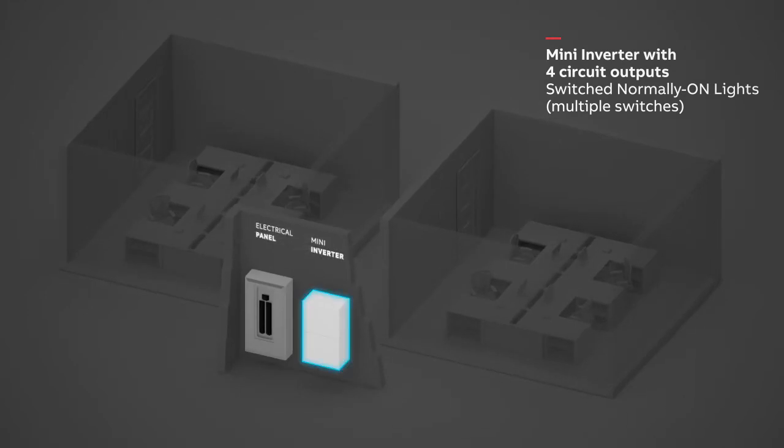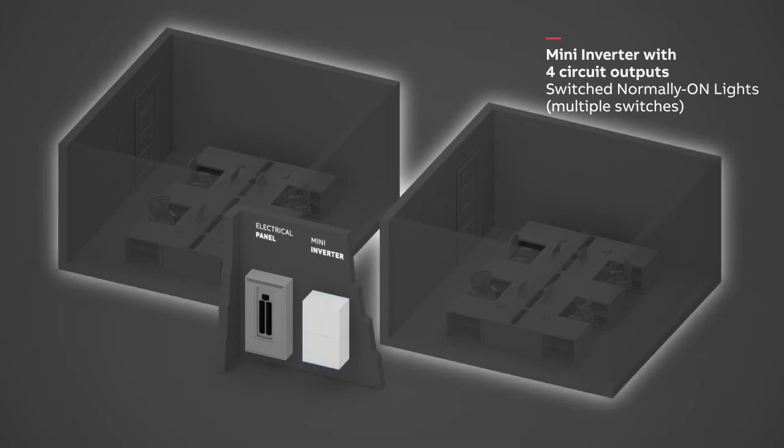Mini inverter with 4 circuit outputs provides 4 local switching device override circuits which, under emergency mode operating conditions, automatically disconnect the load from AC mains and connect to the output of the unit, assuring normal operation of the loads regardless of the status of the local control device. There is no need to install any transfer switches with this type of mini inverter.